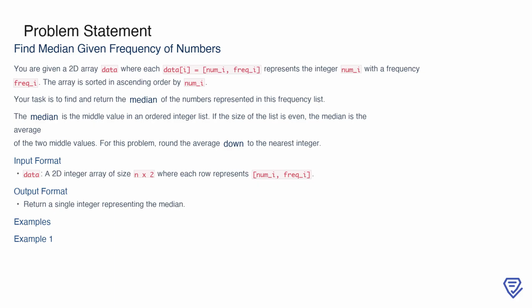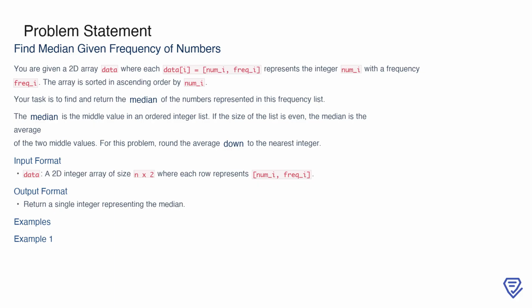that number appears. In this problem, you are given a 2D array called data. Each row in this array represents an integer and its corresponding frequency. The array is guaranteed to be sorted in ascending order by the numbers themselves, which simplifies the process of analyzing the data. Your task is to determine the median of the numbers represented by this frequency list.